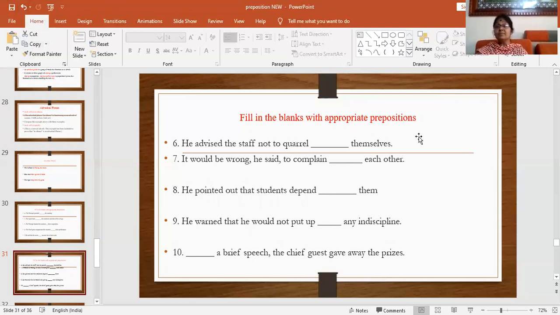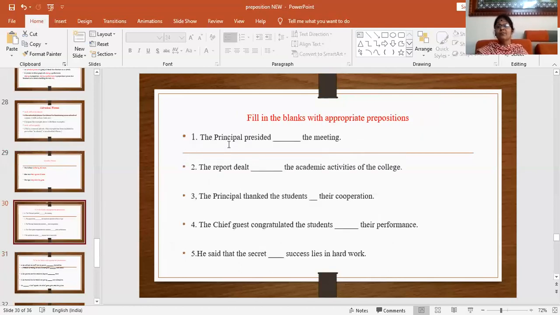Fill in the blanks with appropriate prepositions, right? So how will we do? Now the first one, the principal presided dash the meeting. Which preposition should come over here? It should be over the meeting, right? The report dealt dash the academic activities of the college. What did the report deal? It dealt with the academic activities of the college.